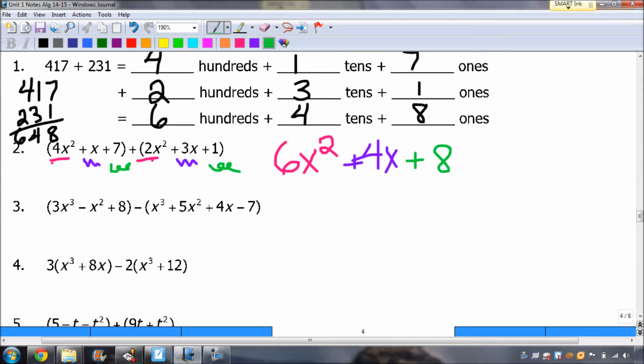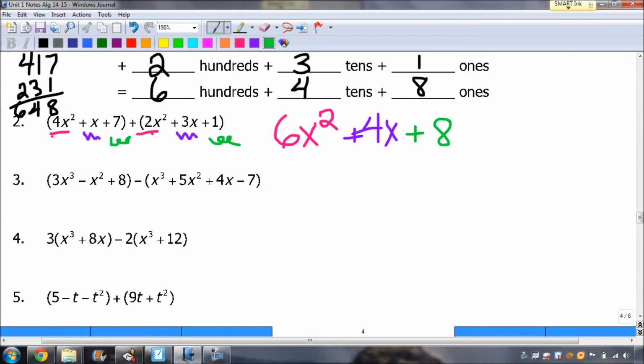Now, if you look at question number 3, you have 3x cubed minus x squared minus the quantity x cubed plus 5x squared plus 4x minus 7. So I want you guys to be really careful about this. This time we are subtracting. So I'm going to do 3x cubed, and I'm going to subtract x cubed, so I end up getting 2x cubed. Now, here's where people start to mess up.